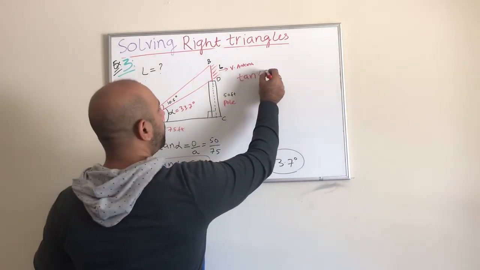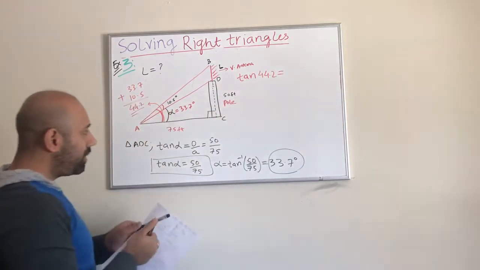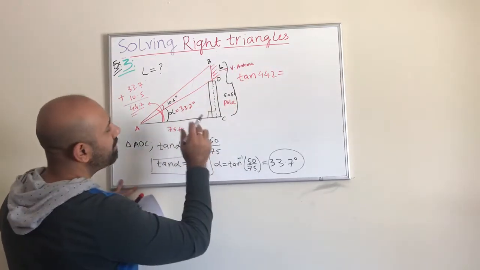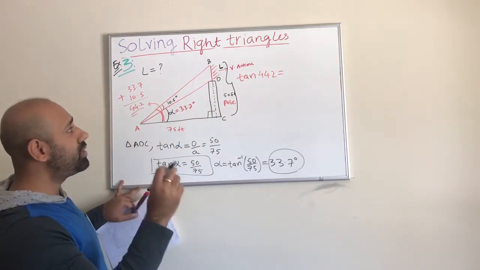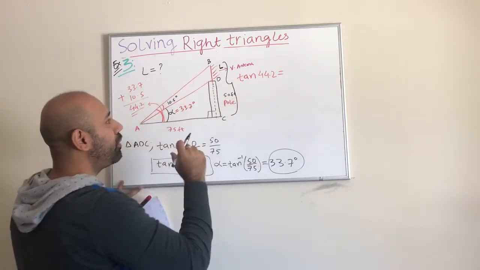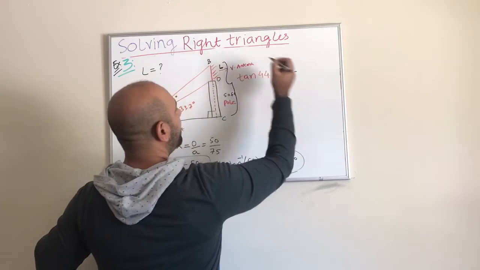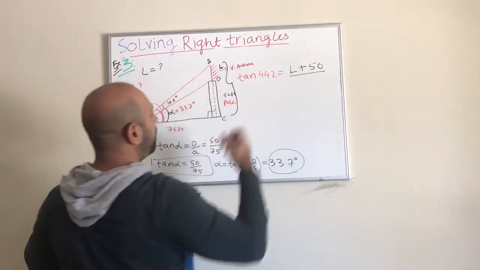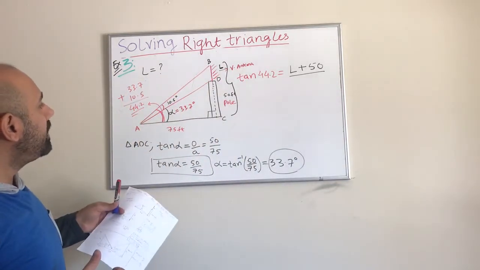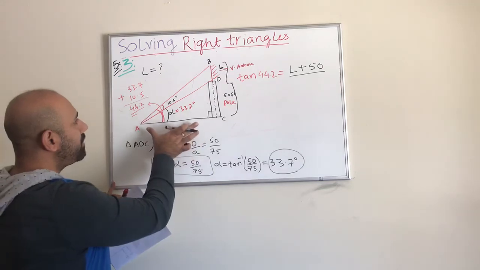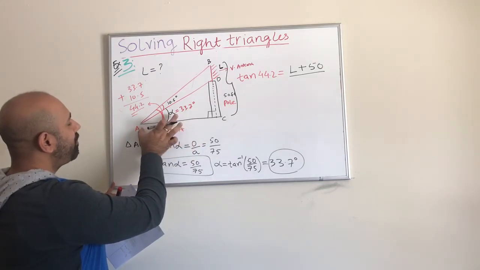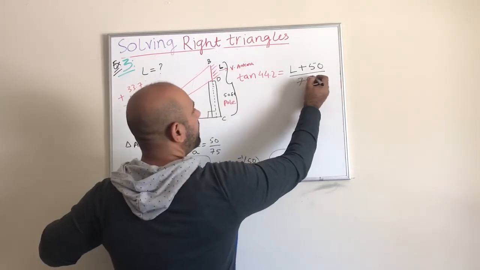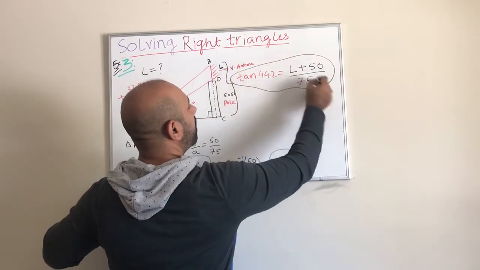So tangent of 44.2 is going to be opposite over adjacent. But opposite is this whole length here now, right? This whole length B to C. But B to C consists of two parts. It consists of this vertical antenna and then the pole. The vertical antenna we are denoting by L. So it is L plus 50, 50 for the vertical pole. And then this has to be divided by the adjacent, which in this case is the distance of this point A from the base of the pole, which is 75.